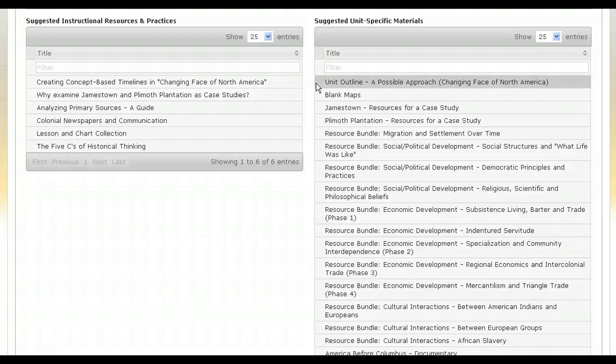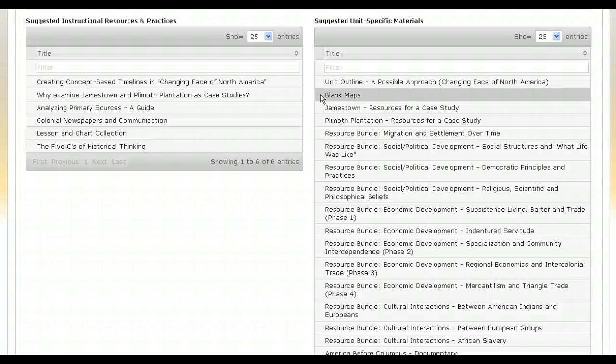First, for teachers new to this unit, you might use this unit outline to give you a sense of how the unit might play out. Just as a note, this is a PDF document that's stored within Google Docs, so in order for you to have the links work, you have to download it onto your desktop. There are a collection of blank maps that you might use with your students.